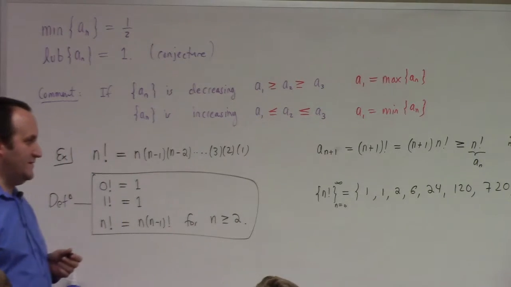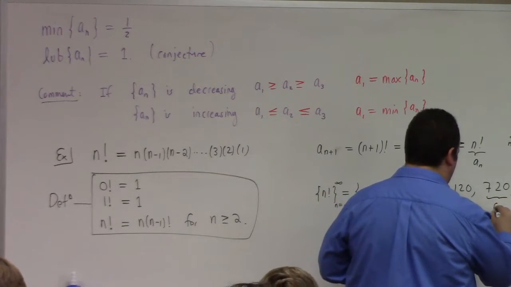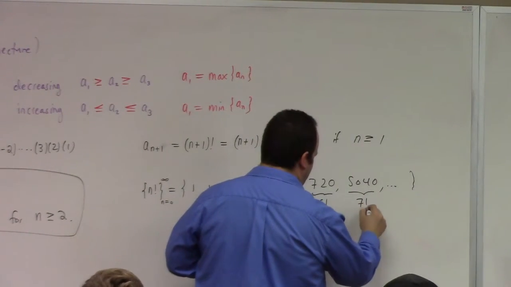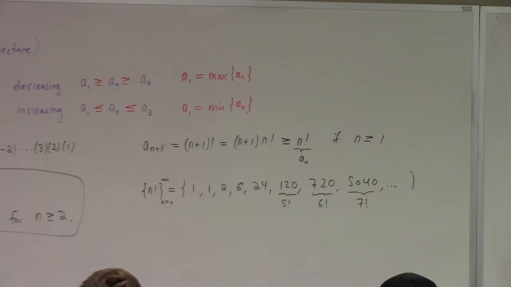But by the time you get to 10 factorial, I mean, this is 6 factorial here, right? 5 factorial. Look at that. 7 factorial is already 5,000. Factorial gets really, really big, really, really fast.